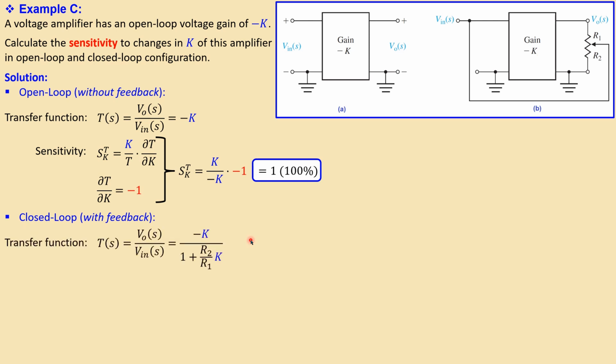Again, the transfer function. This is the transfer function, the output divided by the input voltage. That is then minus K over 1 plus the loop gain, again using the similar formula we know from op-amp circuits. Now this is for our transfer function. Now for the sensitivity, again a similar formula. This one, again the same here.